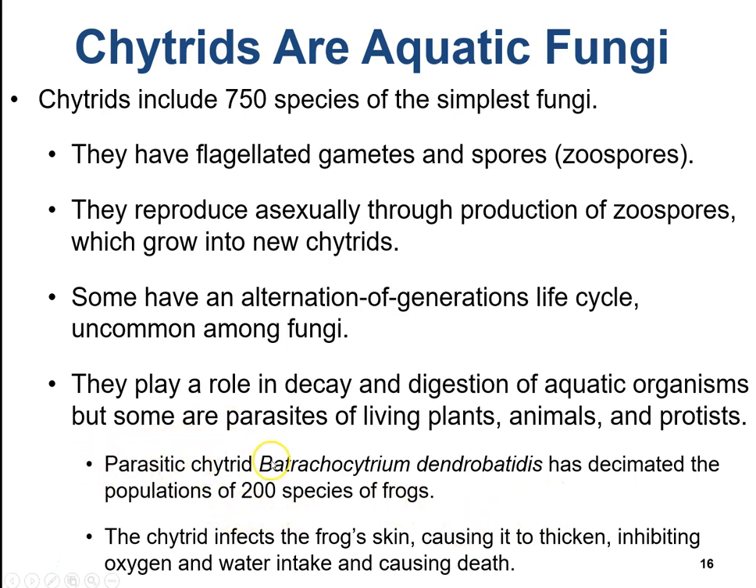Here's an example of a parasitic chytrid. Okay, it basically has decimated about 200 species of frogs. Again, they can survive on frogs because their skin is super moist. Their spores are flagellated. They're able to swim along in that small amount of water. Once it infects the frog's skin, it actually causes it to thicken. And because the frog relies on getting oxygen through its lungs, but also a lot of its oxygen comes through its skin, that's why it's really necessary that frogs have this thin, moist skin. And so if that skin begins to thicken, they basically won't be able to intake oxygen.